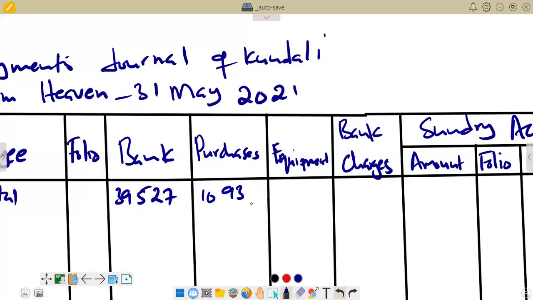Purchases was 10,934. And then for equipment, we have got 16,950. And then for bank charges, we've got 2,412. So these are the opening balances that we have that were pre-entered in the cash books. So under bank, we have got this amount 39,527, purchases 10,934, equipment 16,950, charges 2,412, and then under the salary account, we have got 9,234. So this is what we have.